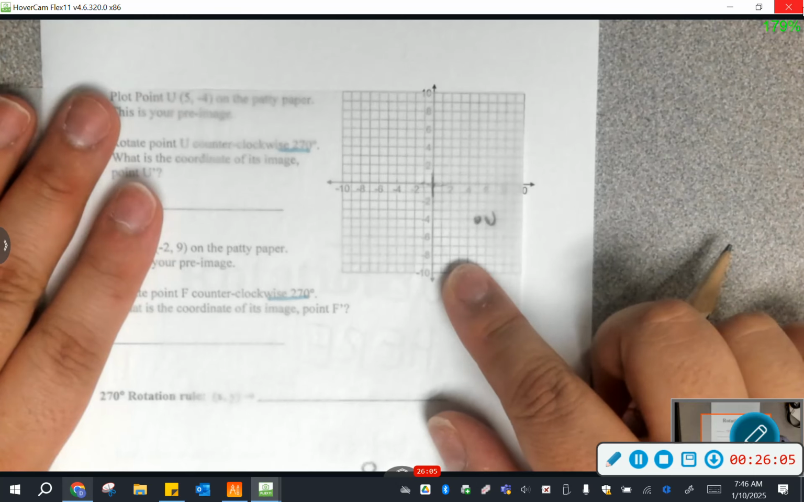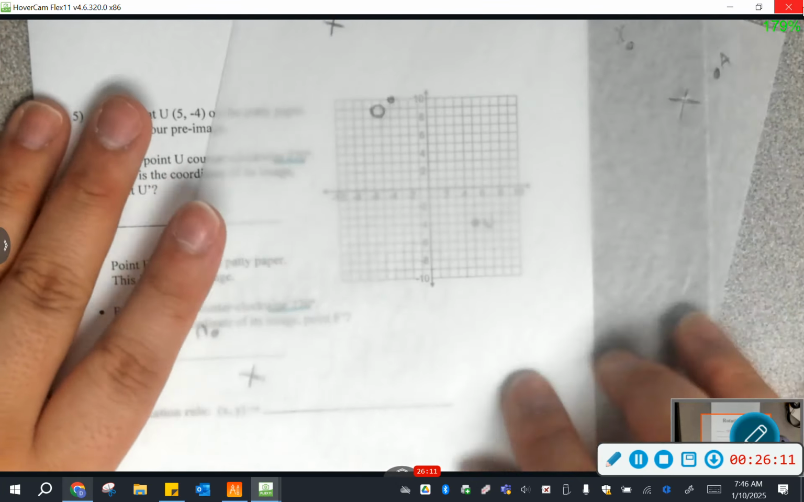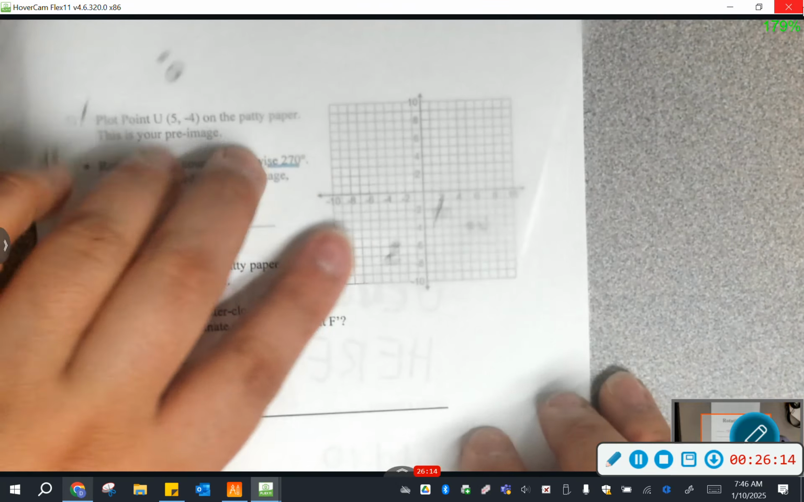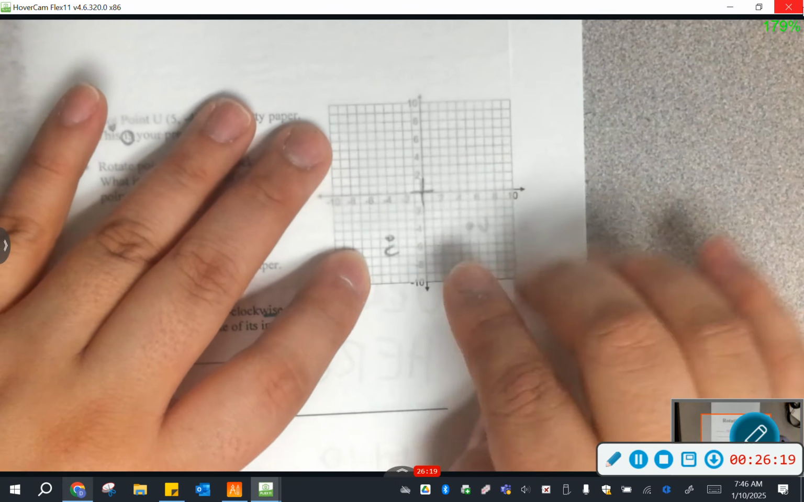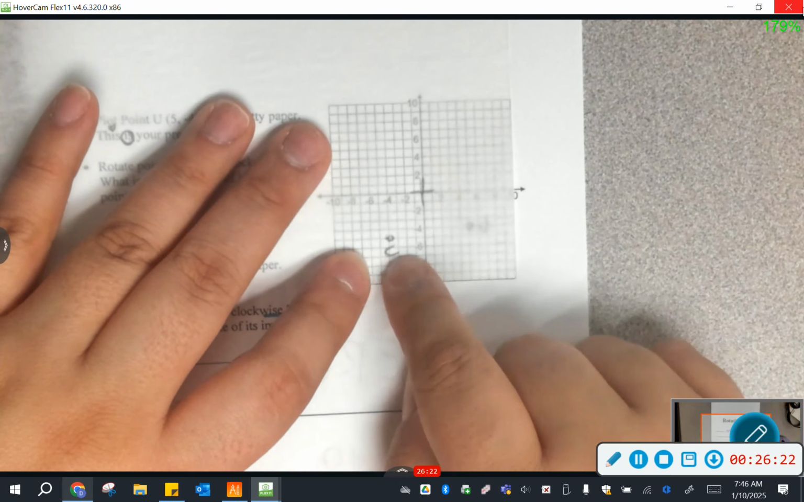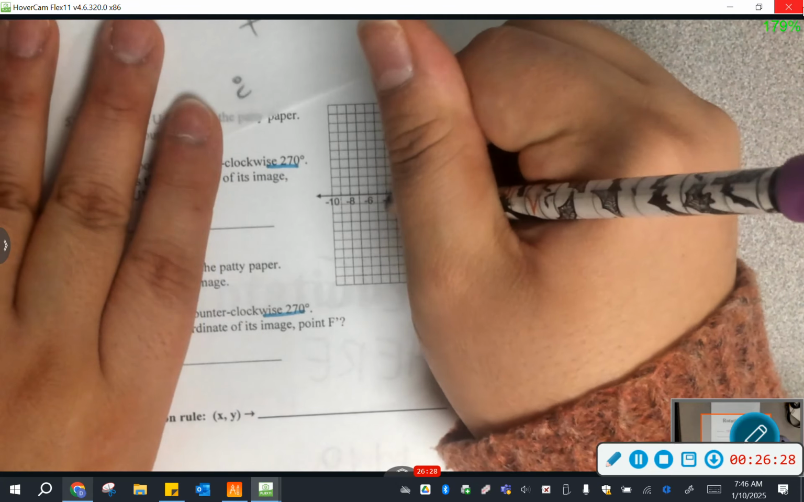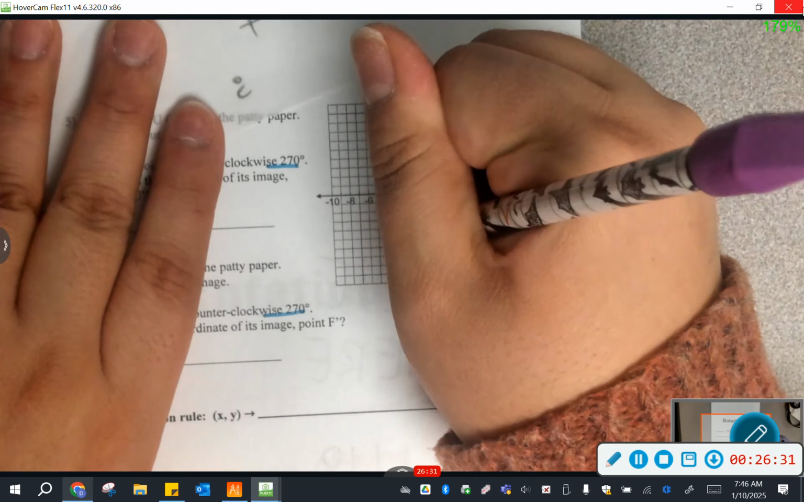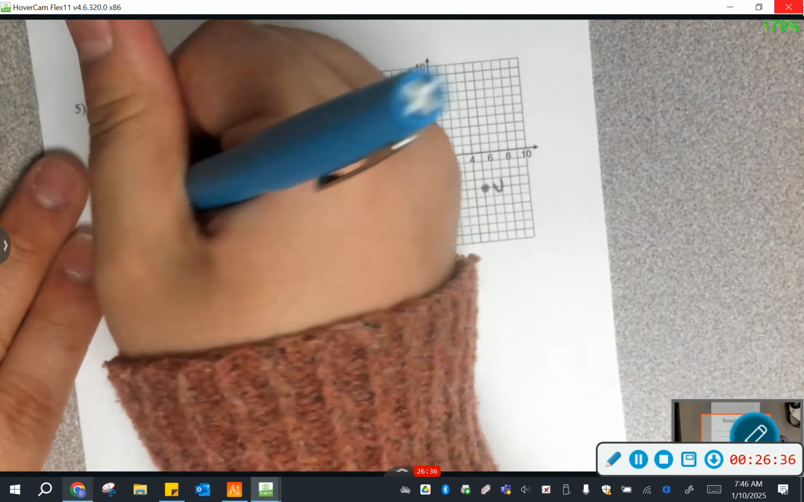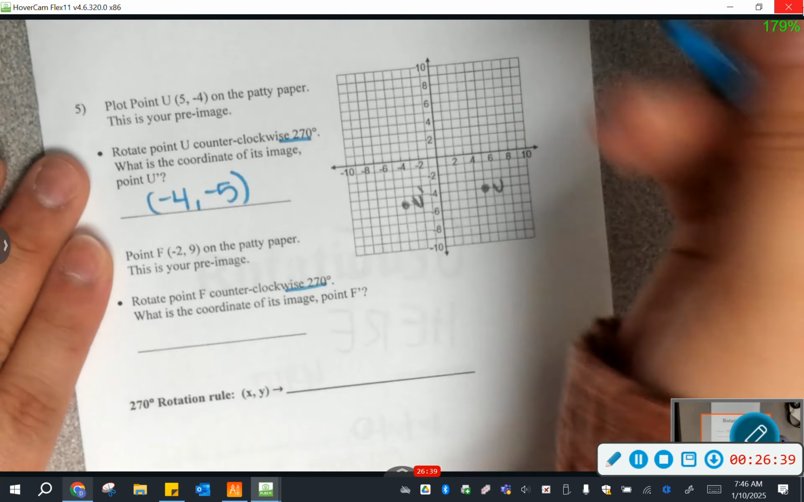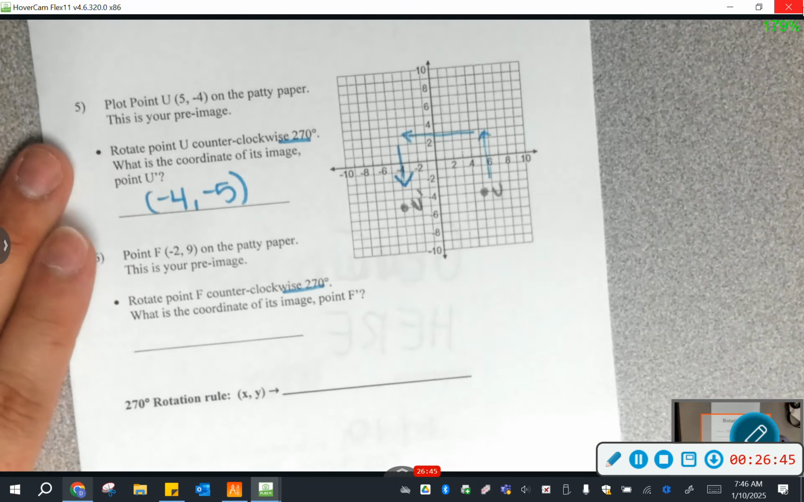How many times am I going to turn this patty paper? So I'm going to turn it. 1, 2, the U's upside down, now 3. Where should I end up if I'm going 3 turns? 1, 2, 3. I should end up over here, which is right. Where are we at? -4, -5 is my new U prime. This went up, this went this way, and then it went down. That is 3 turns.